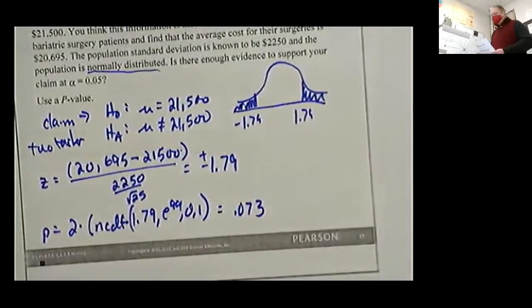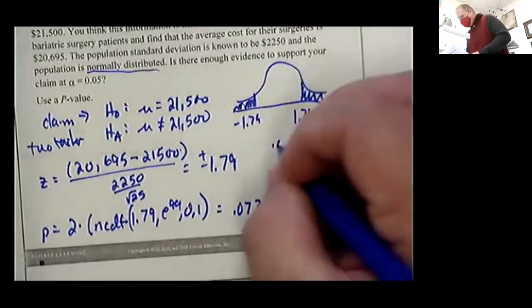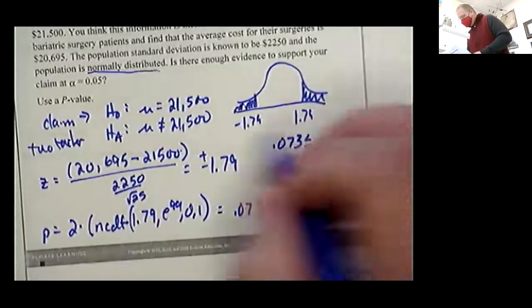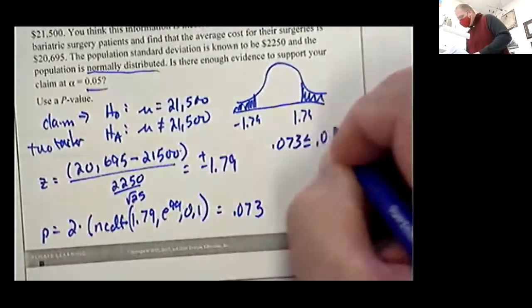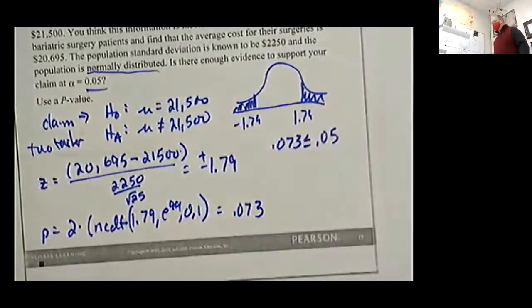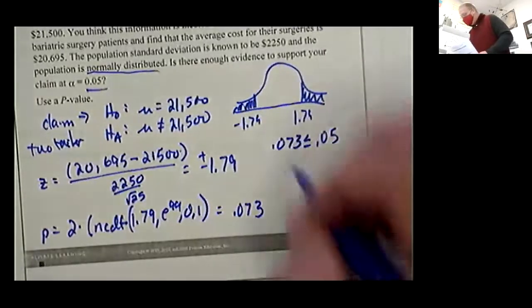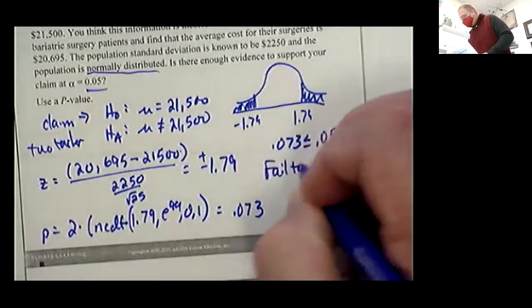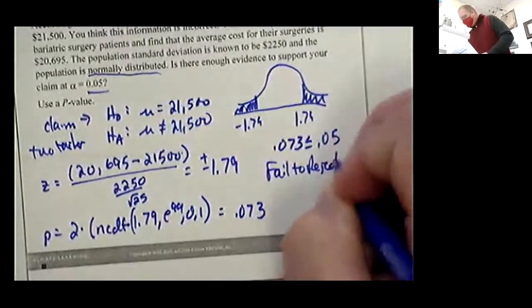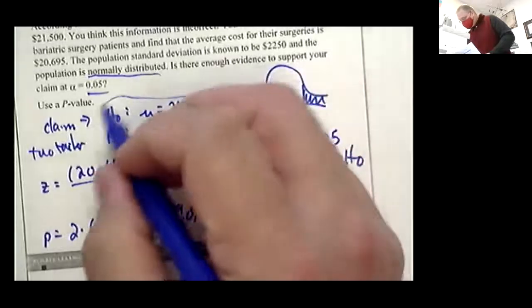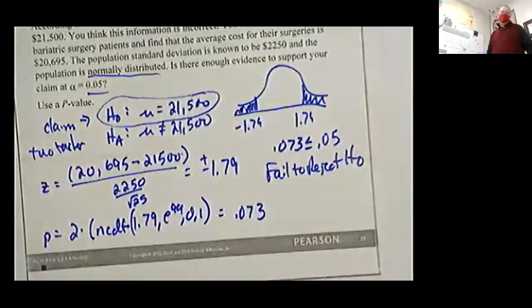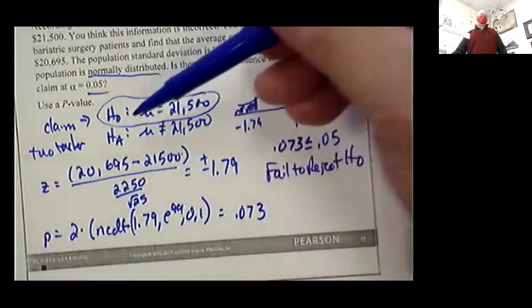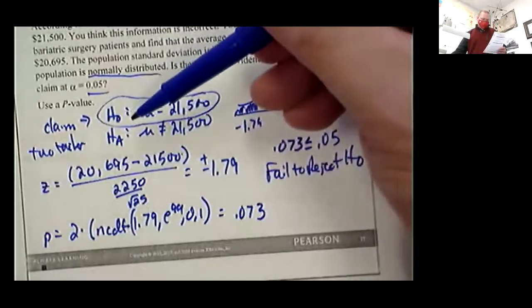We want to compare that to our alpha. So 0.073, is that less than or equal to our alpha, which was 0.05? Well, 0.07 is not smaller than 0.05, so we're going to fail to reject the null hypothesis. That's actually good for us because that was our claim. So by failing to reject the null, which was our claim, that means we're staying with the null.